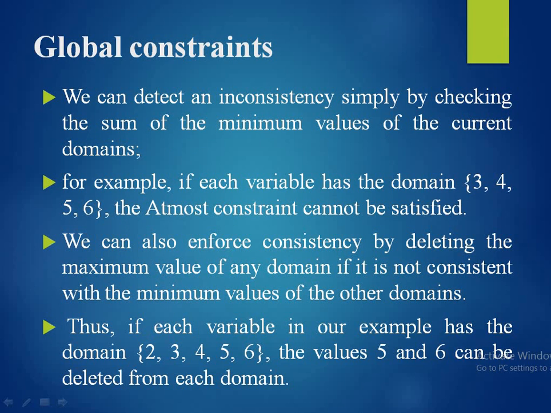We can detect an inconsistency simply by checking the sum of the minimum values of the current domains. For example, if each variable has the domain 3, 4, 5, 6, the at most constraint cannot be satisfied. We can also enforce consistency by deleting the maximum value of any domain if it is not consistent with the minimum values of another domain. Thus, if each variable in our example has the domain 2, 3, 4, 5 and 6, the values 5 and 6 can be deleted from each domain.